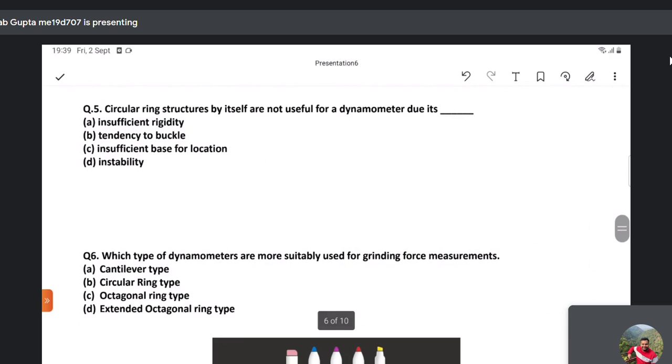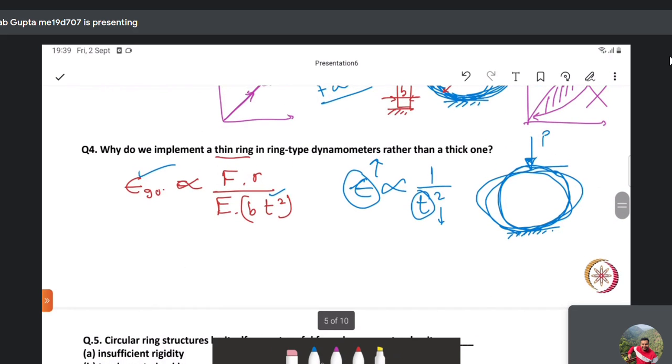Circular ring structures by themselves are not useful for a dynamometer, so what are the disadvantages? We said that due to the action of this load P, what can happen to this ring? Along with this normal load, we also have a tangential load which might be acting on the tool or the workpiece, whatever is placed on top of this dynamometer. So due to this action of Ft, rather than deforming in this manner, it may roll.